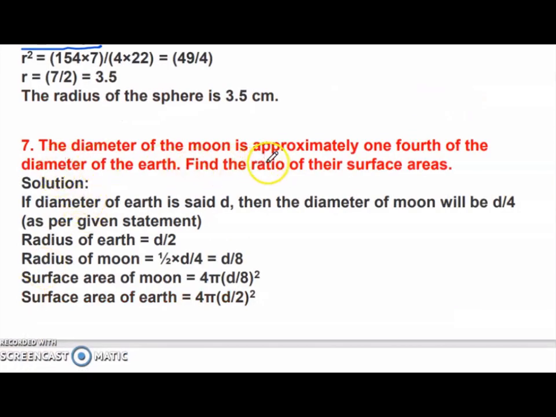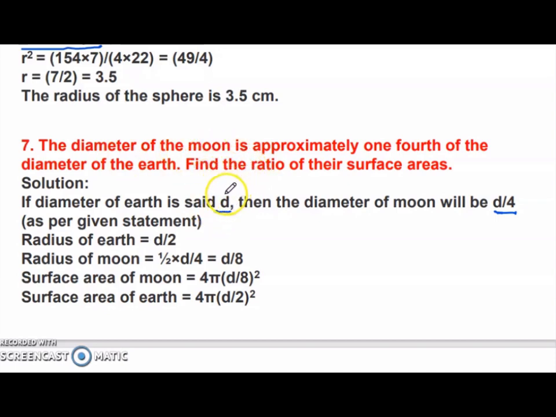The diameter of the moon is approximately 1/4 of the diameter of the earth. Find the ratio of the surface areas. So here we will assume the diameter of the earth to be d. d is any variable, and the diameter of the moon, it is given, is 1/4 of the diameter of the earth. So that means it will be d by 4. So d is the diameter of the earth and d by 4 is the diameter of the moon. This is according to the given statement.